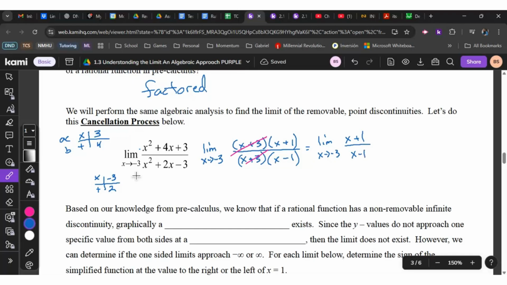No. Because now, did I get rid of the problem? Can I plug in negative 3? Absolutely. So now, once I've simplified, I can go right back to my first step. Plug it in.